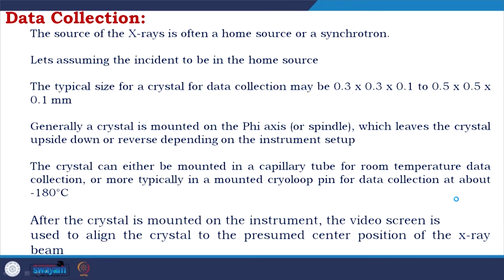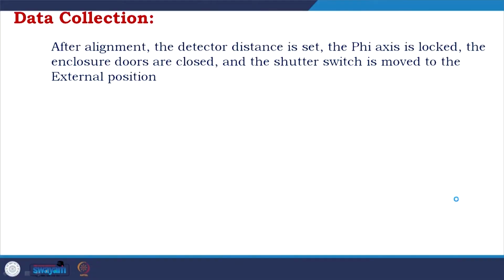After the crystal is mounted on the instrument, there is a video screen in the home source that is used to align the crystal to the presumed center position of the X-ray beam. And I also explained before how this alignment is very essential, because you set it and then it would automatically rotate. So, if you do not do the perfect alignment with rotation, it would lose the center, like it would lose the focus of the X-ray beam.